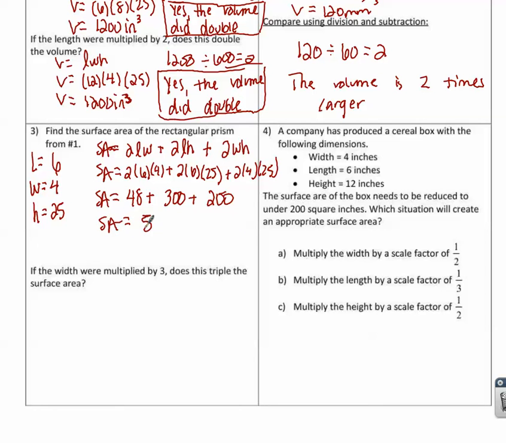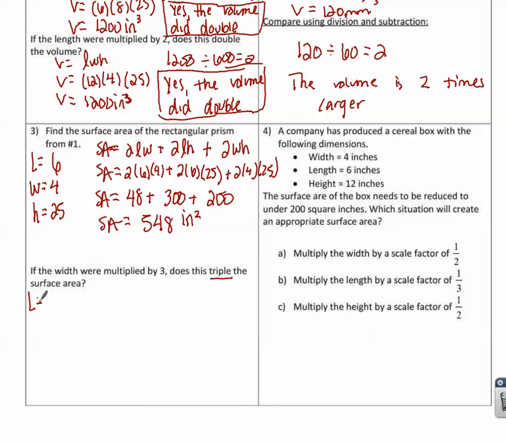So when I add these together, I get 548 inches squared. Remember, for area or surface area, it's always going to be squared. So if the width were multiplied by 3, does this triple the surface area?